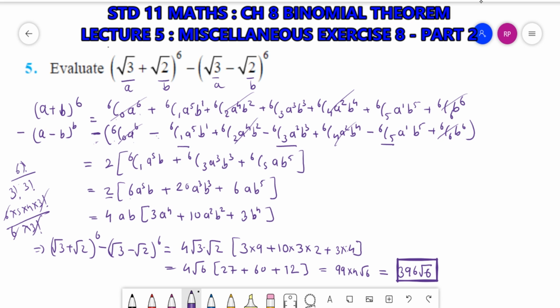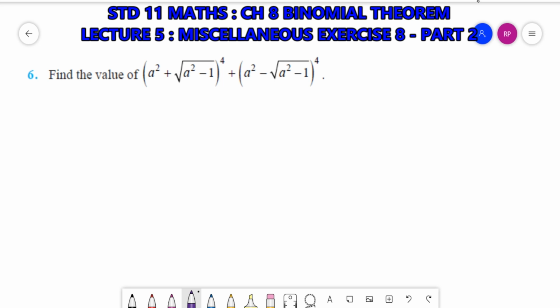Now let's move to the next question. Question number 6. Find the value of (a^2 + root of (a^2 - 1))^4 + (a^2 - root of (a^2 - 1))^4. We'll again use the same method. Let's consider this as x and this as y. So (x + y)^4 + (x - y)^4.